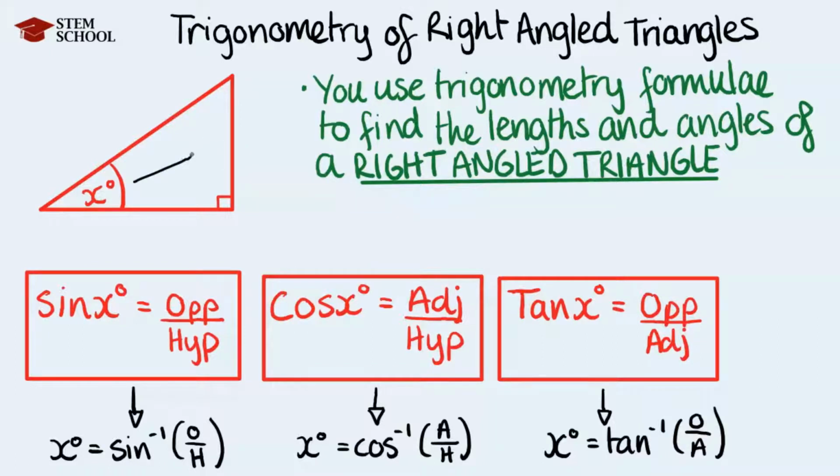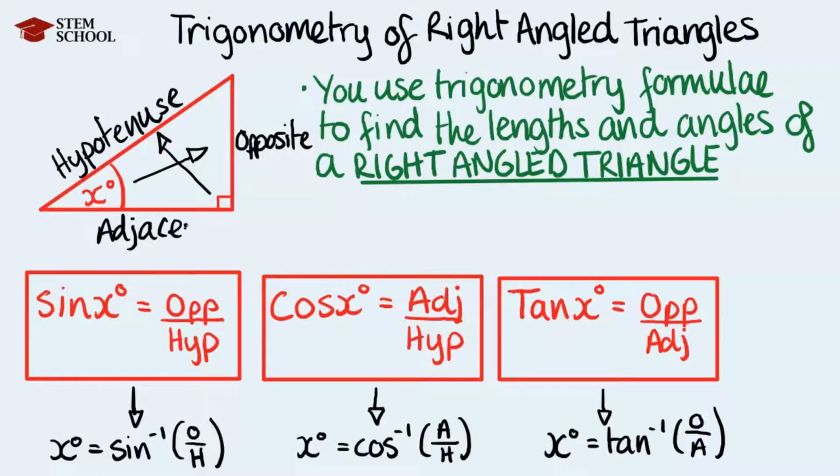First things first, the side that's opposite the angle x, well that's called the opposite, okay? Then the side that's opposite the right angle symbol is called the hypotenuse. You should be aware of the hypotenuse. It's always the longest side of the triangle, opposite the right angle. Then the last side of the triangle is called the adjacent, okay? So that's how you label the sides of the triangle correctly.